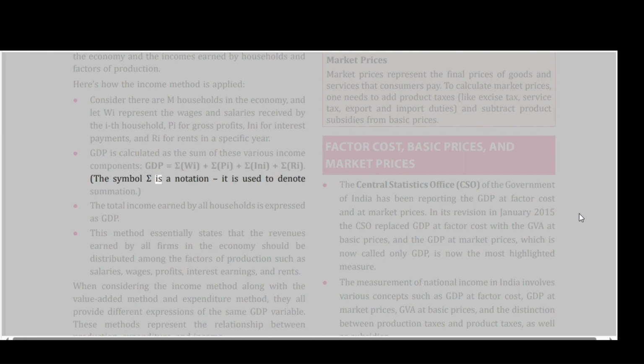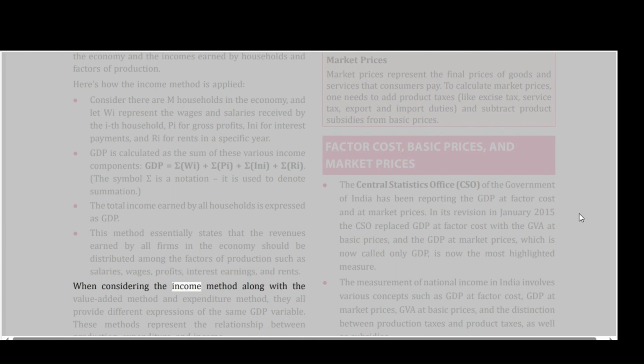The symbol sigma is a notation used to denote summation. The total income earned by all households is expressed as GDP. This method essentially states that the revenues earned by all firms in the economy should be distributed among the factors of production such as salaries, wages, profits, interest earnings, and rents.